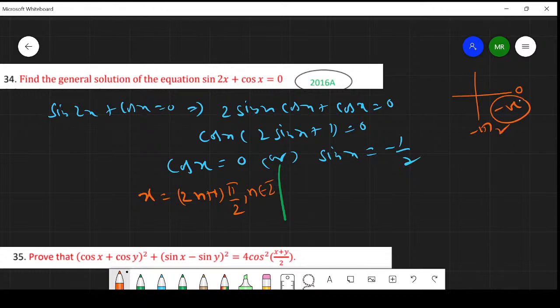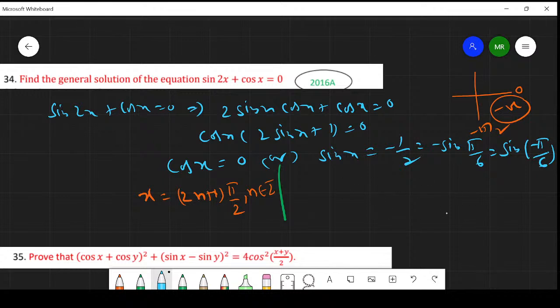When negative, the principal value lies in the fourth quadrant. So I can write this is minus 1 by 2. When this is minus 1 by 2, I can write it as minus sine pi by 6, that is sine of minus pi by 6. So minus pi by 6 belongs to the fourth quadrant. That is the principal value.